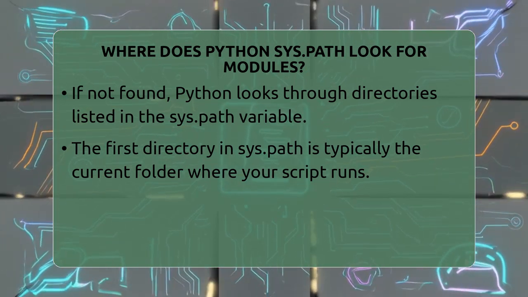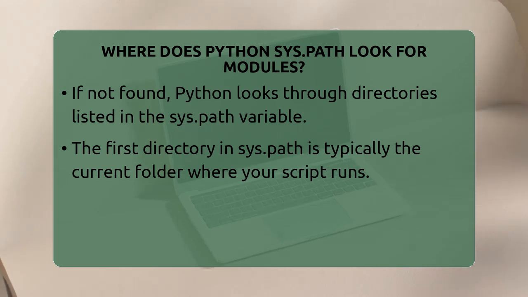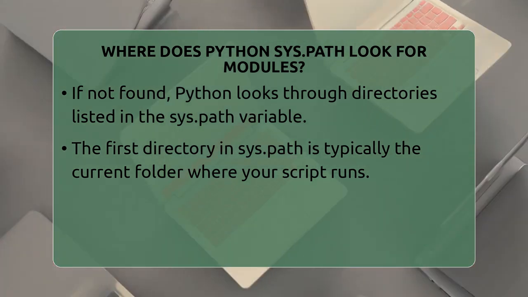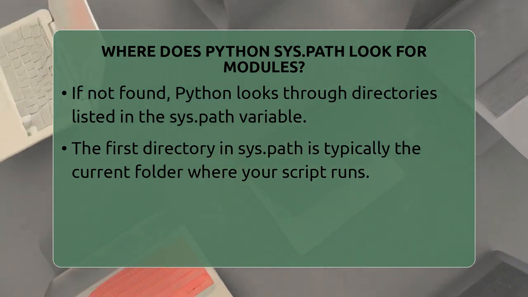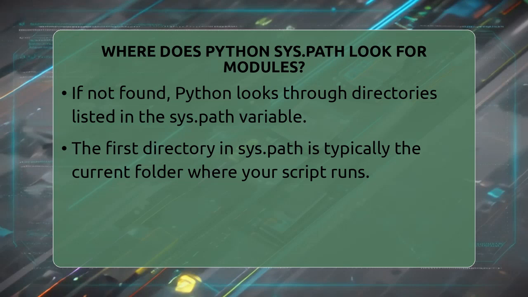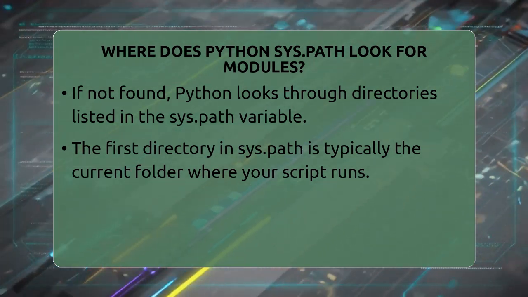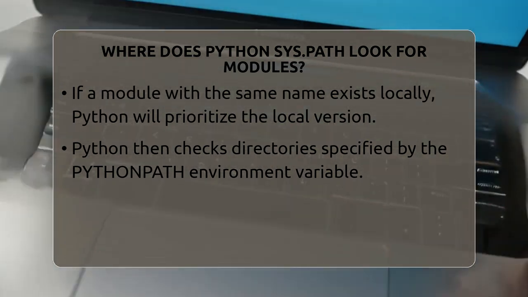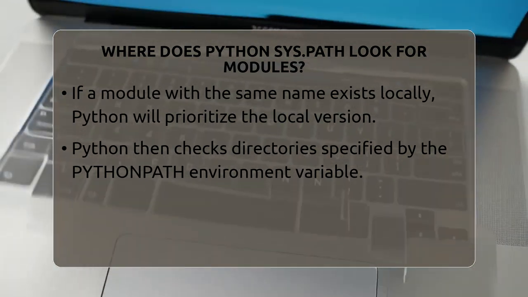Next, Python checks directories specified by an environment variable called PYTHONPATH. This is a way for you to tell Python about extra places to look for modules. For example, if you have custom modules stored in a folder outside your project, you can add that folder to PYTHONPATH. Python also looks in standard locations like the site-packages folder. This is where modules installed with pip, Python's package installer, are stored.